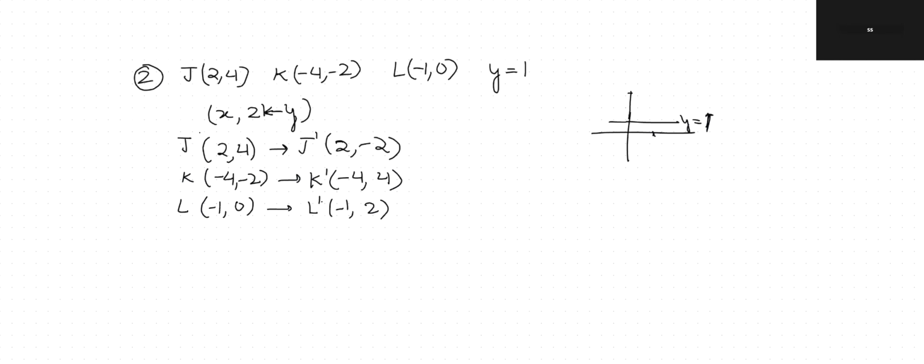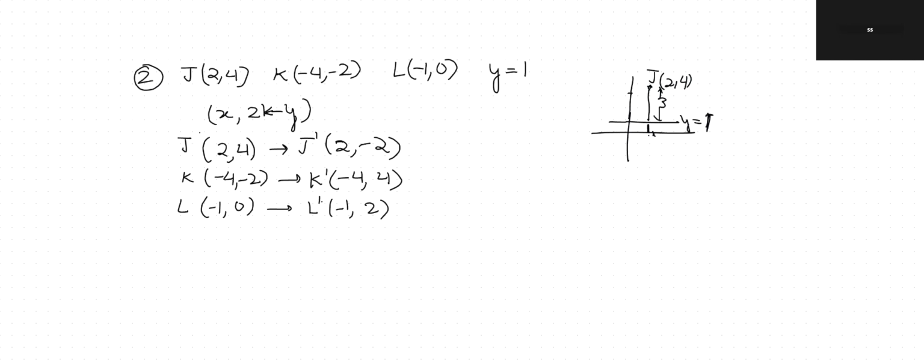So this is 1, 2, 3, 4. Okay. This is J (2, 4). Now we see that it is 3 units away from y is equal to 1. So we do it on the other side. Okay. So this is 1 and 2 more, 2 down. So it will become, this is 3 units. Okay. So this should be also 3 units.